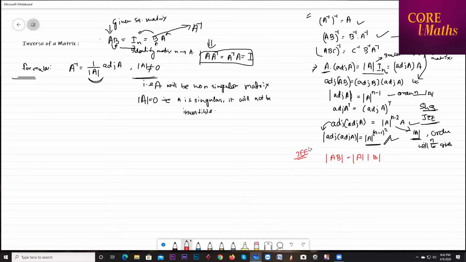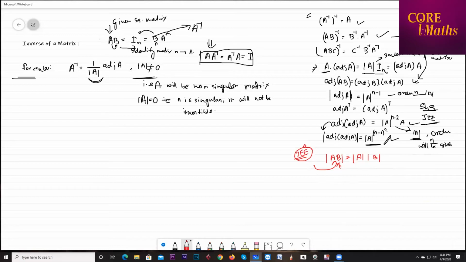This is only for the case of JEE, because in the CBSE board syllabus, the product of determinants is not there. So this is nothing but the product of the determinant. If two square matrices A and B are given, the determinant of their product will be the product of the determinant of A and the determinant of B.